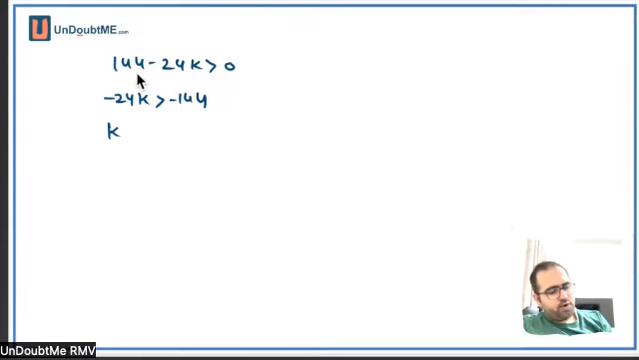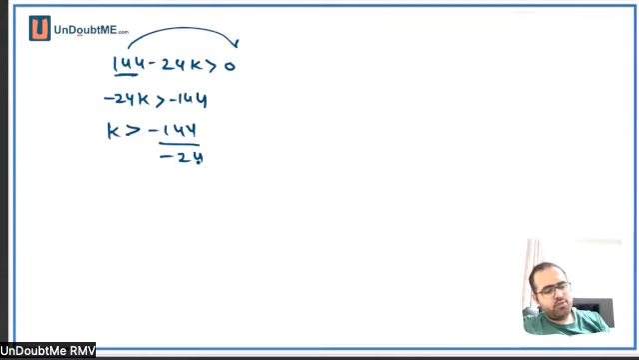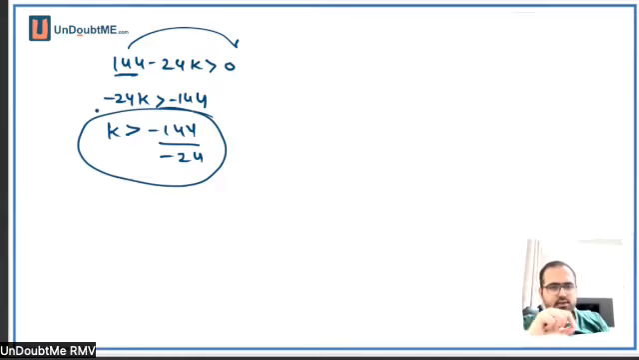You did 144 minus 24k greater than 0. Yes, sir. After that, minus 24k is greater than minus 144, like 144 you sent to the other side. Yes, sir. And that will become k greater than minus 144 by minus 24. First of all, this is conceptually wrong. Why is it conceptually wrong? Because you are dividing by a negative number on both sides.